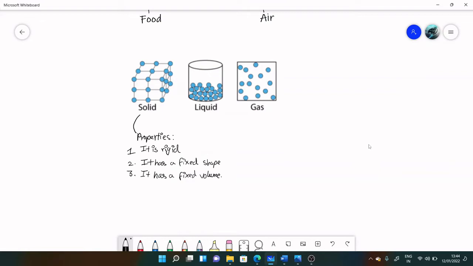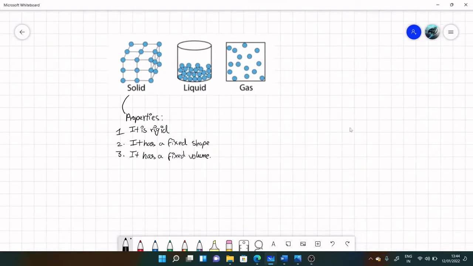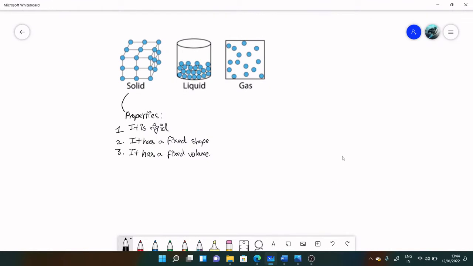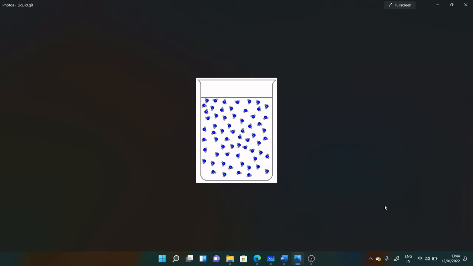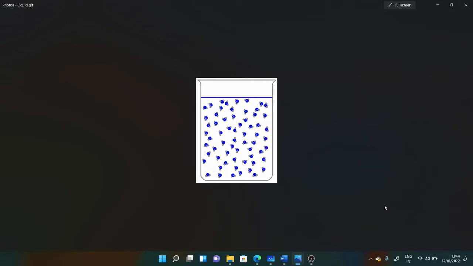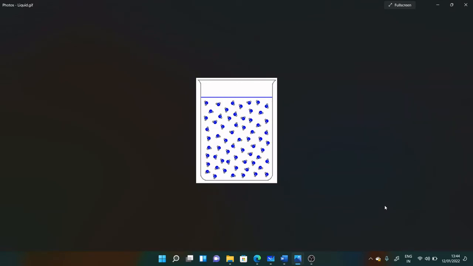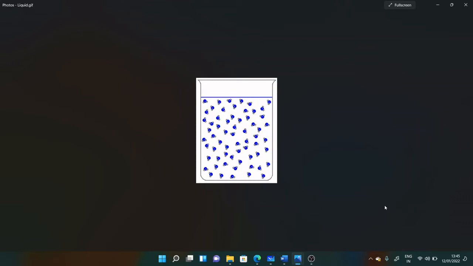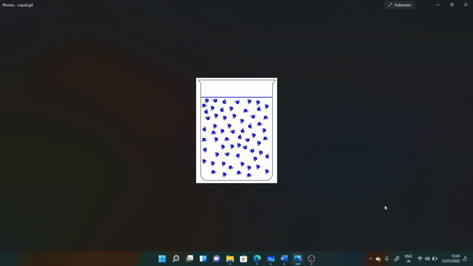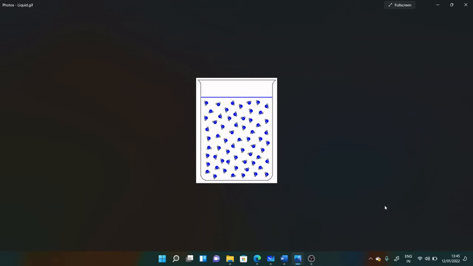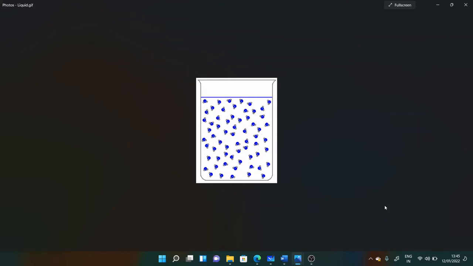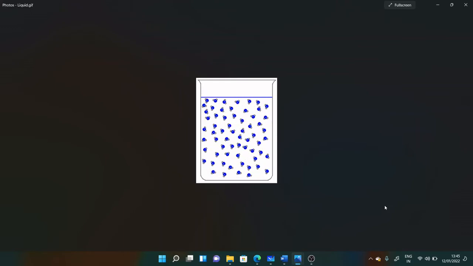Now, let's take a look at the properties of liquid. And for that, let's take a look at another GIF. Over here, we can see that the particles are not forming any structure, right? They're just freely moving around in the solution. There isn't any arrangement. But we can also see that the liquid is taking the shape of the container.